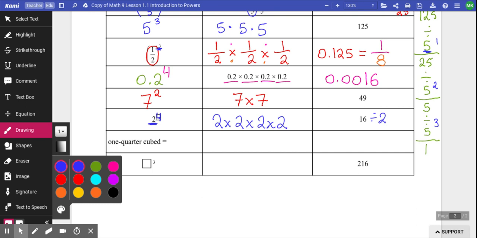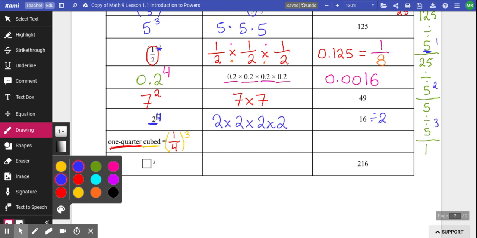Okay, the last 2 were probably the hardest. 1/4 cubed. 1/4 means 1/4, so 1/4. That would have been my base. If you put 0.25, that's okay. Cubed means exponent 3. So that's some good math terminology. It's probably been a while since you guys have heard that terminology. But 1/4 is the base. Cubed is 3.